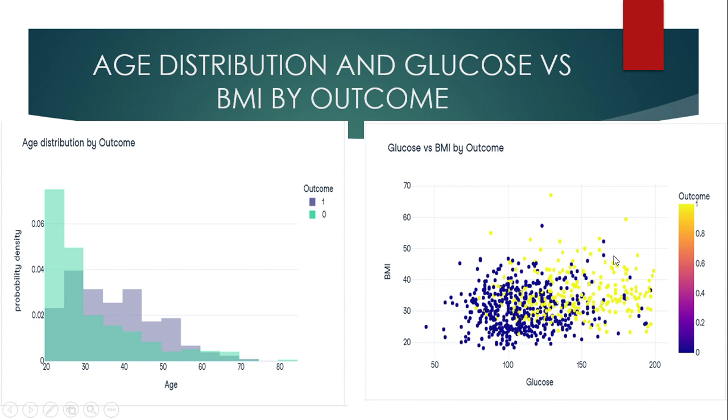Finally, this scatter plot shows glucose versus BMI, colored by diabetes outcome. Patients with low glucose are mostly non-diabetic, regardless of BMI. However, when glucose levels rise above 140, the likelihood of diabetes increases significantly, especially in patients with higher BMI. This again confirms why glucose and BMI were highlighted as the most important predictive features in the model.